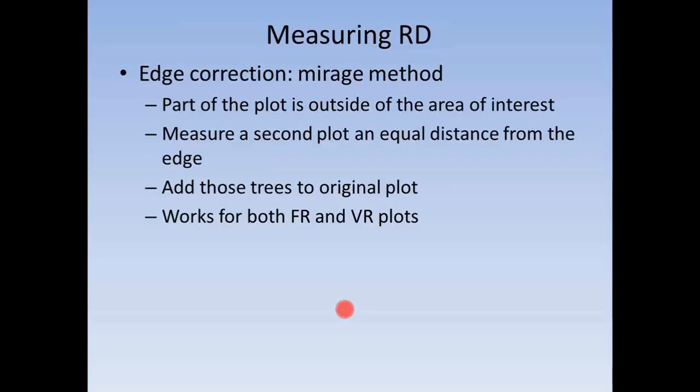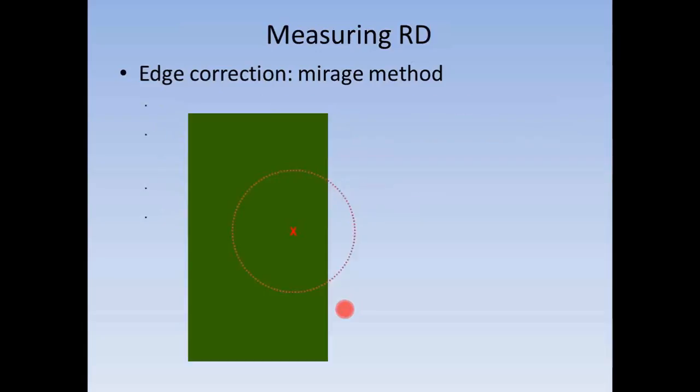And so the mirage method is pretty easy to implement. If you think part of your plot is outside the area of interest, you measure a second plot that's equal distance from the edge as your first plot. So you would measure from your first plot to the edge and then follow along that same line in equal distance and then establish a second plot. And this works with both fixed radius and variable radius plots. It's more difficult to know when you're outside with a variable radius plot because it depends on how big the tree is and your BAF factor to know how far away you might pick up a tree. But if you're close, you can just do a mirage method.